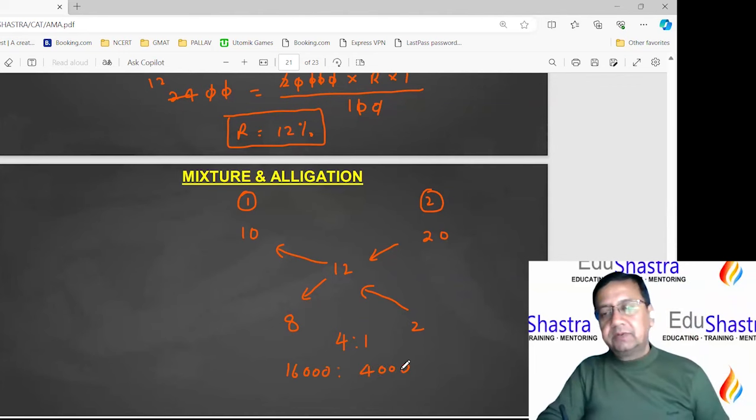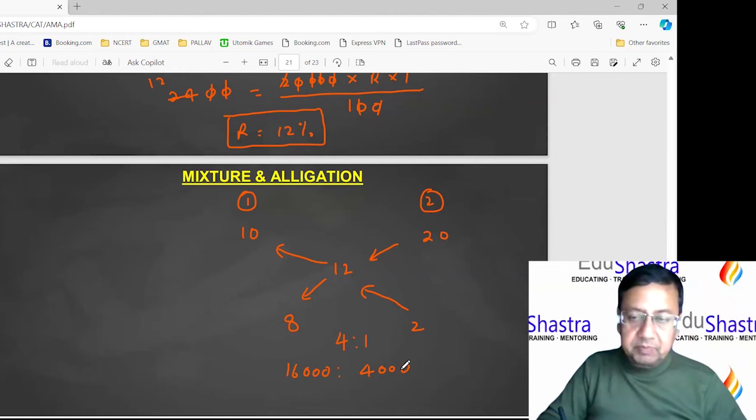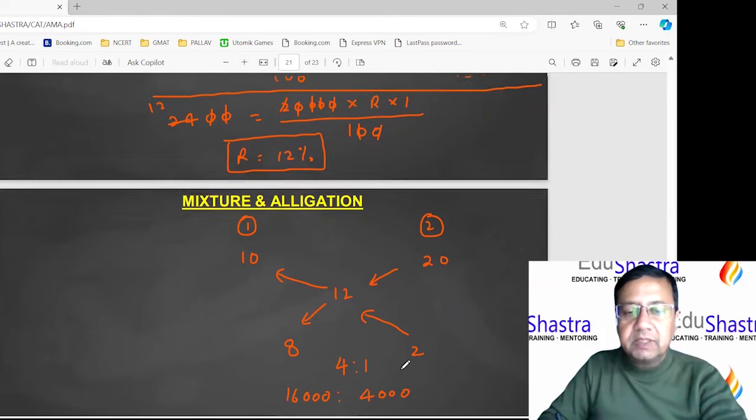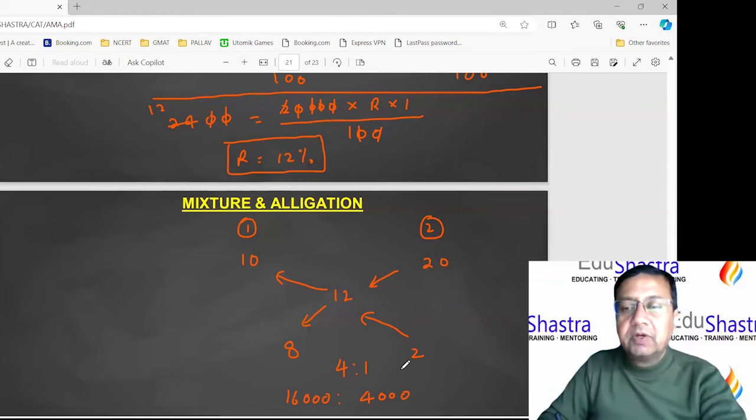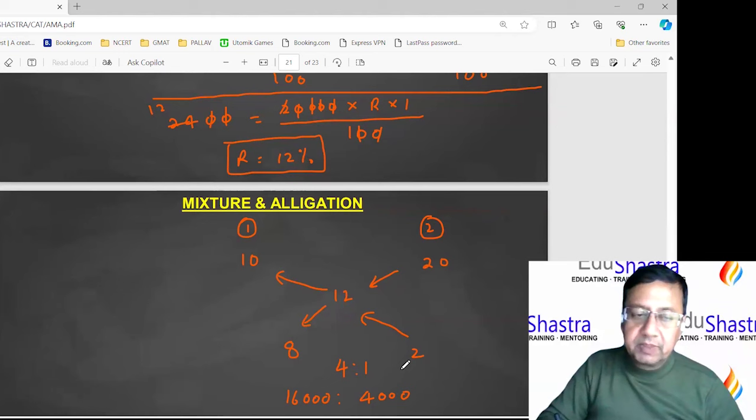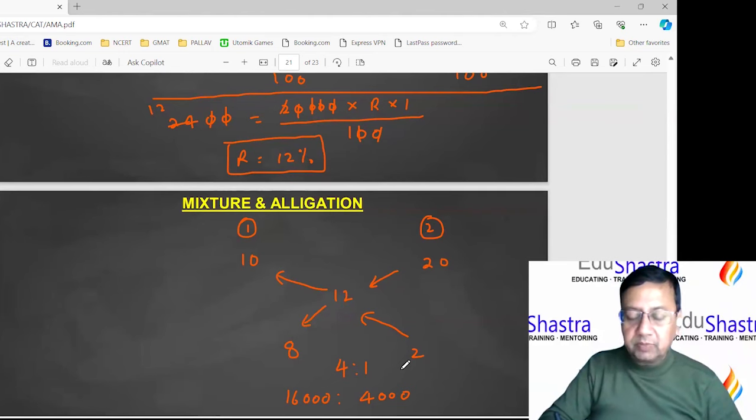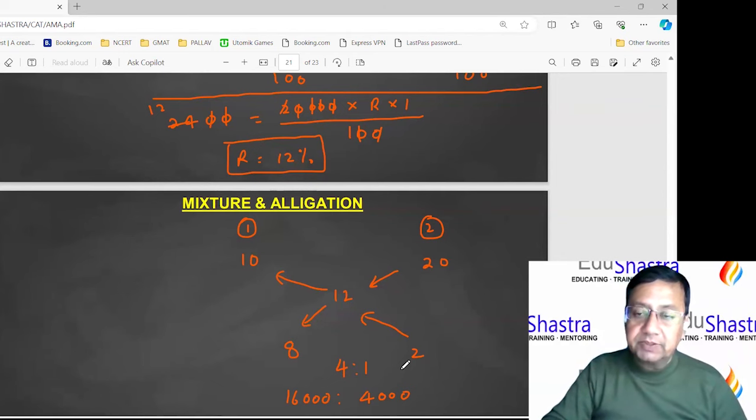So 16,000 rupees are invested at 10% per annum, right? See how simple and easy it is to get this value by using alligation. So alligation is one method which is much faster for some particular types of calculation, right?